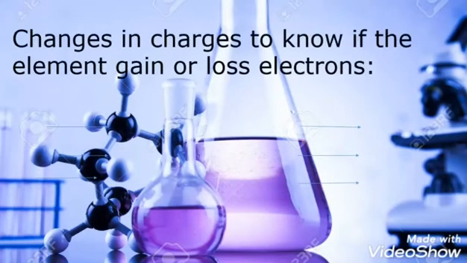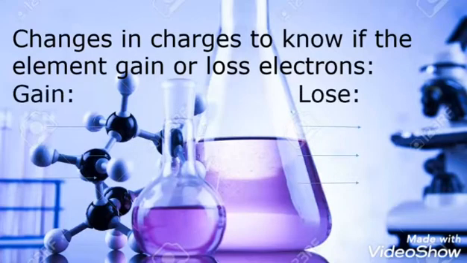The next question would be, how are we going to know if an atom gained or lost electrons? You need to look at the changes in their charge or oxidation number. If the charge changes from positive to neutral or zero, it means you gain an electron, while if it changes from neutral or zero to positive, it means that you lose an electron.